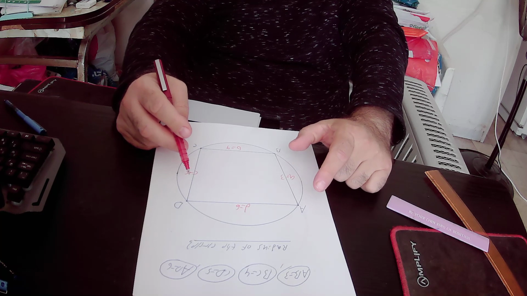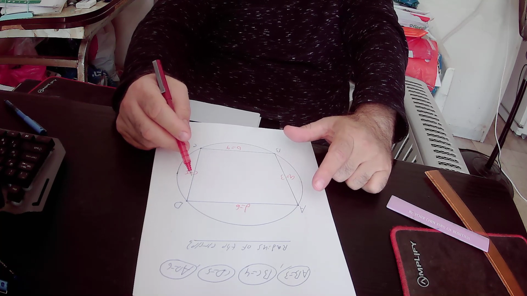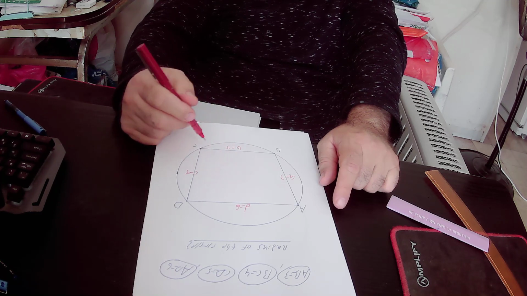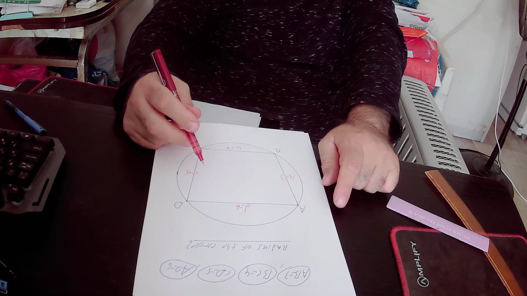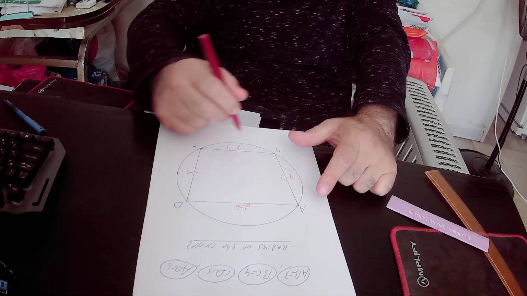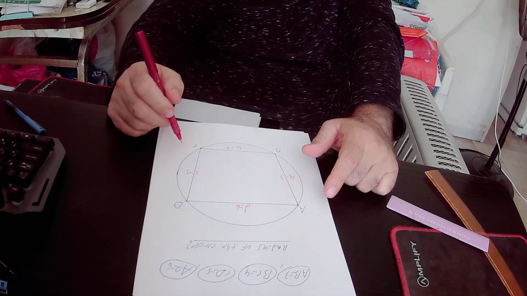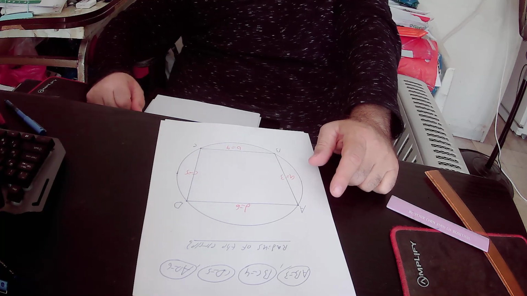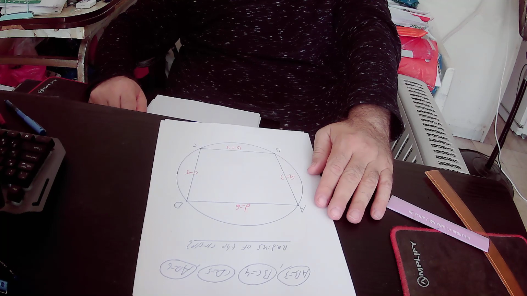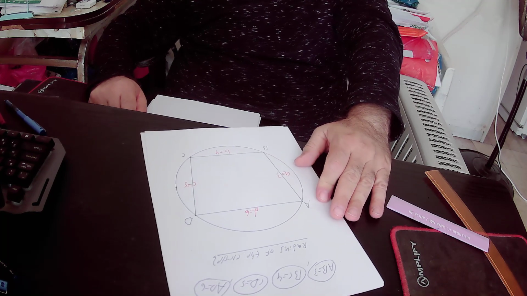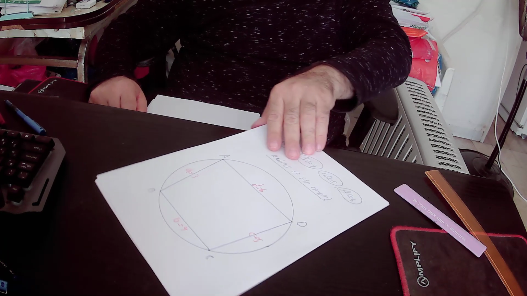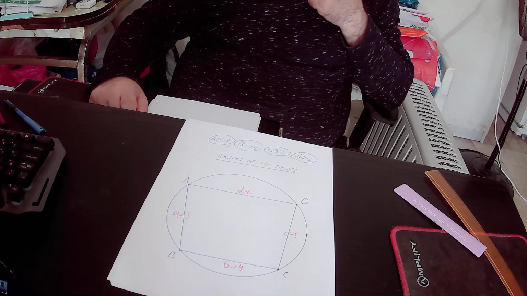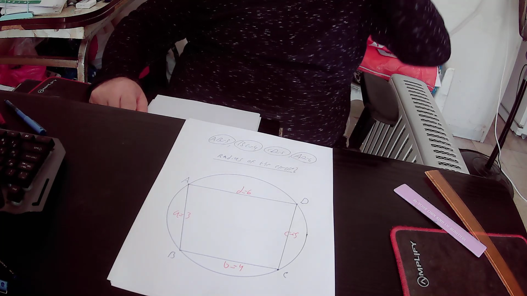Again, quadrilateral ABCD is inscribed in this circle, and we want to find out the radius of this circle. Okay, so I will present to you three new rules, and we will implement the three rules that I will present to you in our drawing.